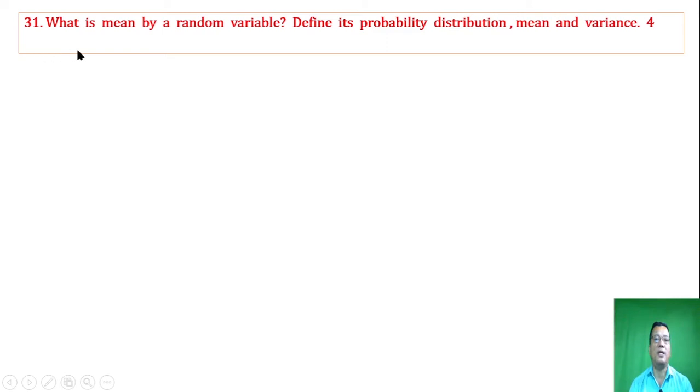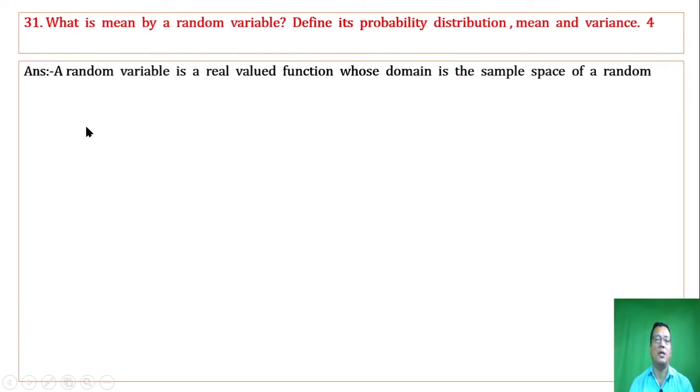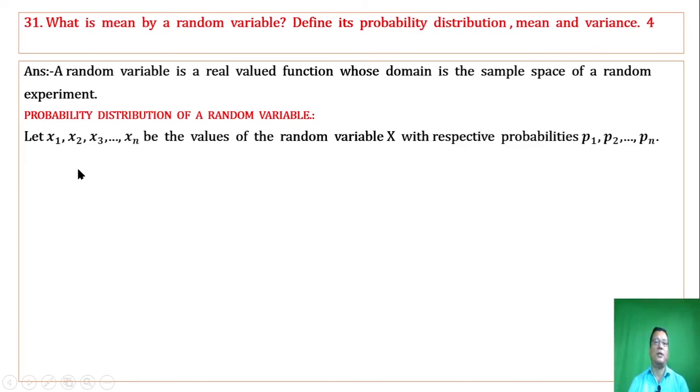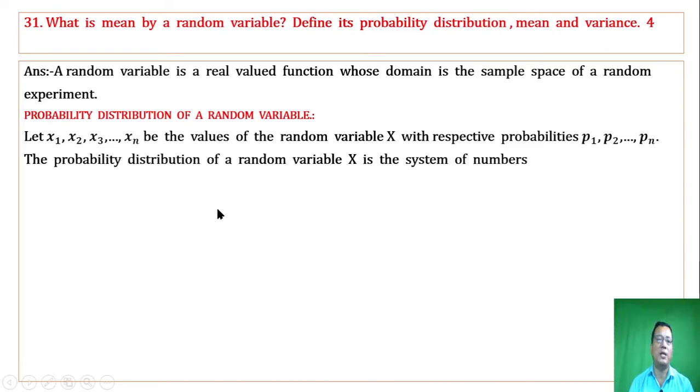What is meant by a random variable? Define its probability distribution, mean, and variance. Random variable. A random variable is a real valued function whose domain is the sample space of a random experiment. Probability distribution of a random variable. Let x1, x2, xn be the values of the random variable x with respective probabilities p1, p2, pn.